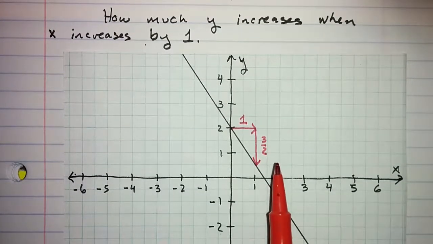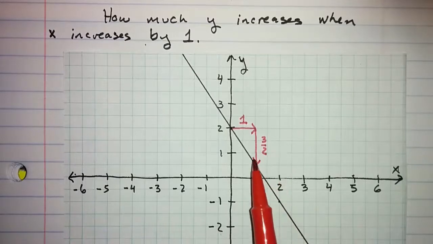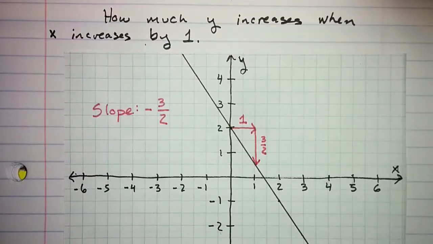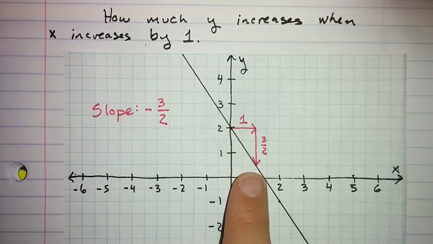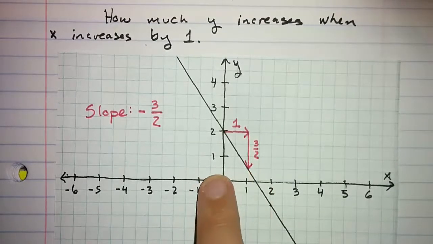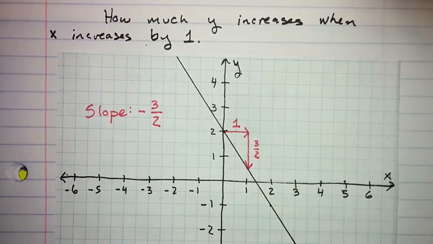So here, our slope, decreasing by 3 halves is the same as increasing by negative 3 halves, right? Going backwards by 3 halves is the same as going forward by negative 3 halves. The slope of this line is negative 3 halves. That's not a very nice number, right? If I'd drawn this at a different scale, it would be very hard to read that negative 3 halves off of this. But remember, in a line, when x changes, y changes at a constant rate.